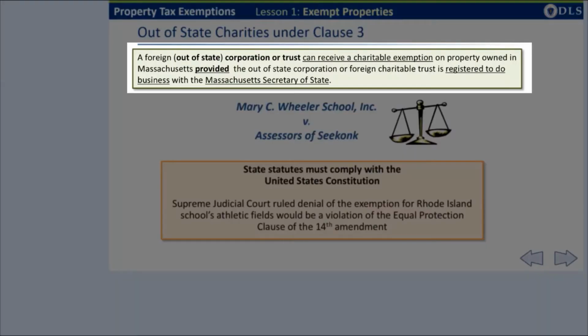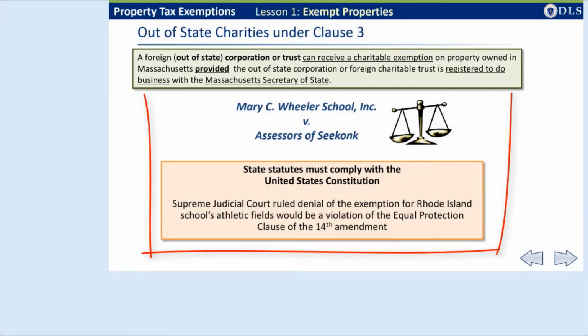An organization incorporated or created by trust in another state can qualify for a charitable exemption on property owned in Massachusetts. This is so even though Clause 3 states the exemption applies to charitable organizations incorporated or charitable trusts formed in Massachusetts. In the case of Mary C. Wheeler School, Incorporated versus Board of Assessors of Seekonk, the Supreme Judicial Court held that the Equal Protection Clause of the 14th Amendment of the U.S. Constitution required that a foreign corporation or trust, if otherwise qualified under Massachusetts law, be eligible to receive a Clause 3 charitable exemption.